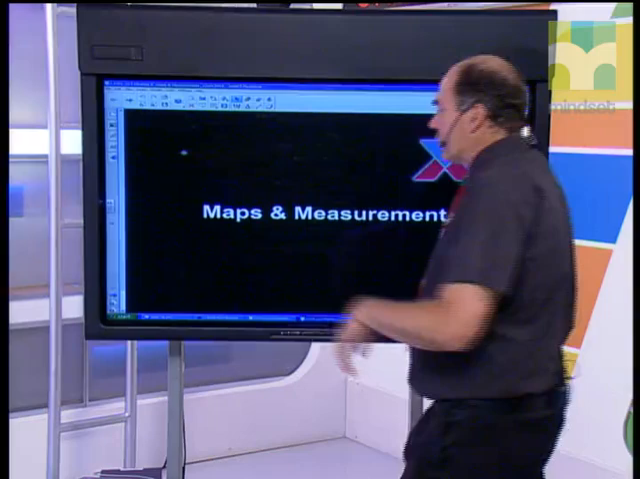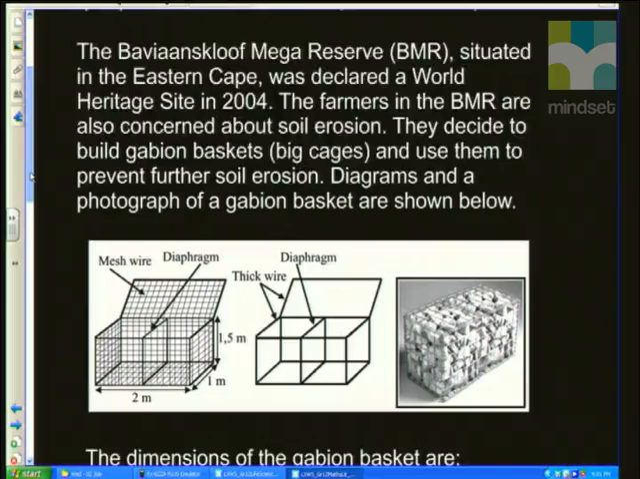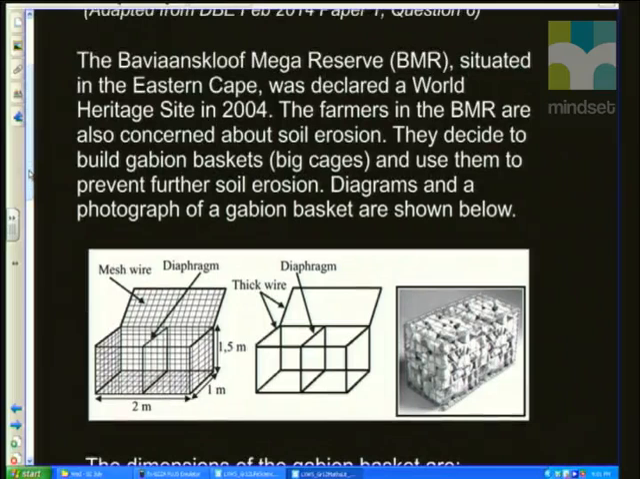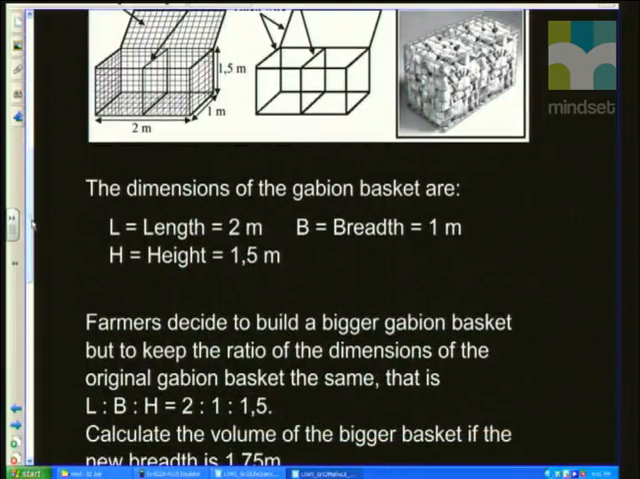Let's get into the story, and let's start straight away with the challenge question. Now, we'll get this up onto the page very soon. We'll put it up in the break, so you'll need to watch very carefully because I forgot to do that before coming on air. So let's get it going. It's taken from a previous exam paper, from the February paper, and it tells us about a nature reserve where they've got a problem with soil erosion, so they build baskets. And our question is all about the baskets. It tells us the dimensions of the Gabion baskets are as follows.